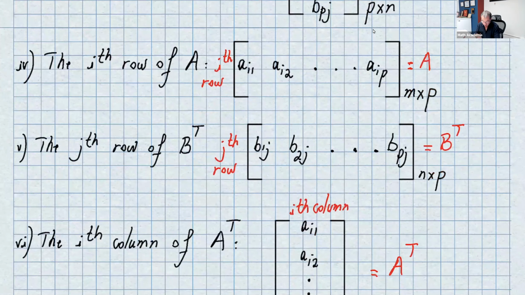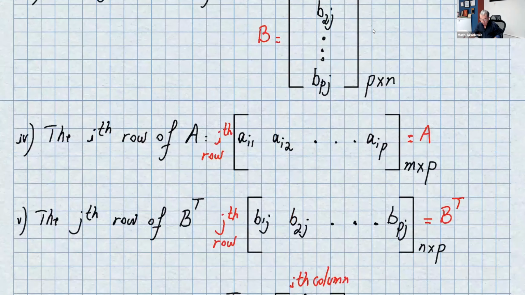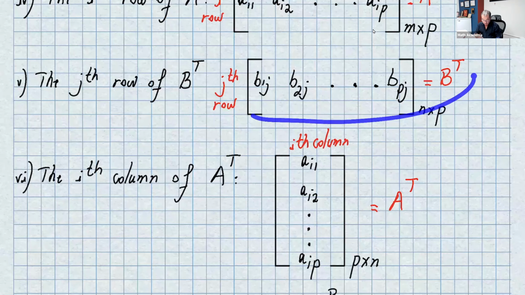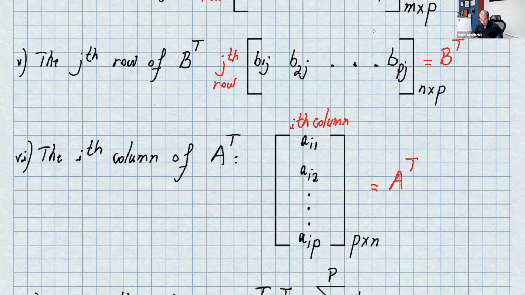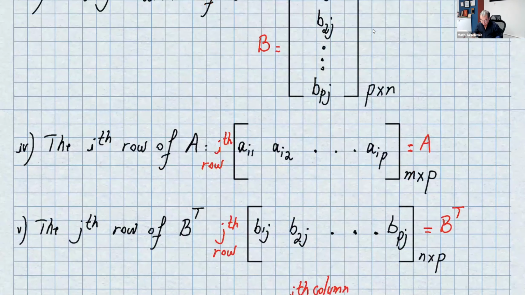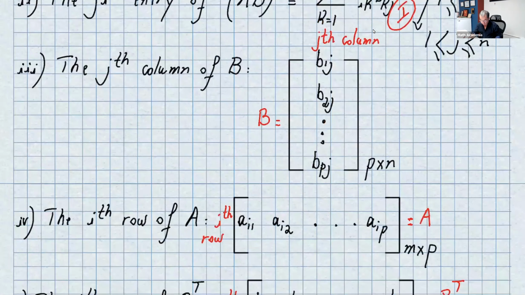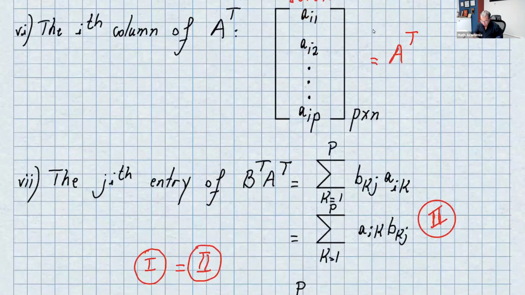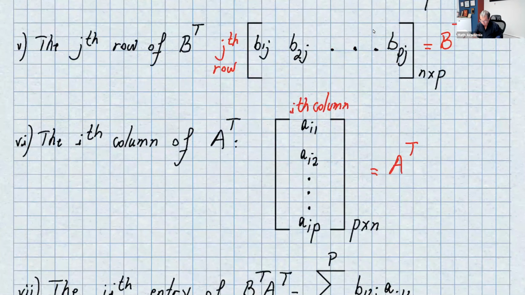Now if you want to write the jth row of B transpose, the jth row of B transpose is just going to be the jth column of B. So basically it's the same thing, but that becomes the row. The ith column of A transpose, again, is just going to be the transpose of that, but the ith column now. And you can write that like Ai1 and then Ai2 up to AiP, and that's for A transpose.